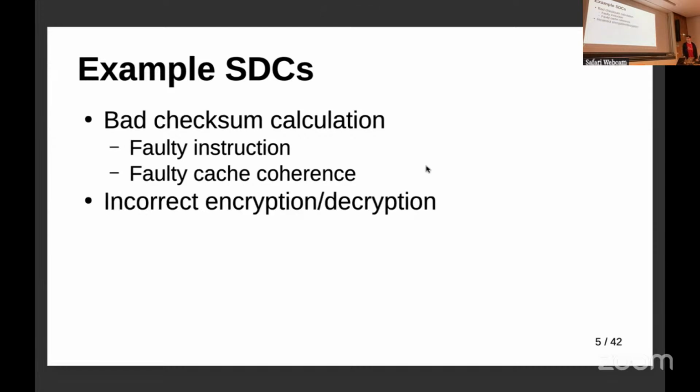Another case that was described was an instance of incorrect encryption and decryption, specifically in AES instructions. There was one specific core which, when encrypting data, could decrypt the data again, but attempting to decrypt that data anywhere else resulted in garbage.